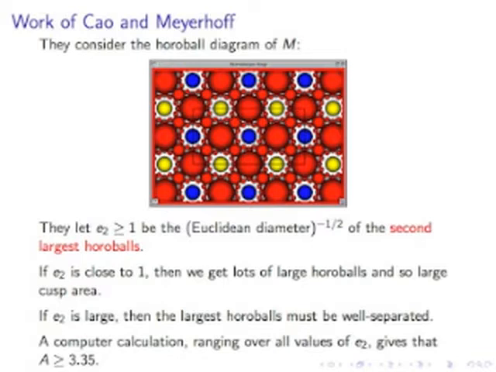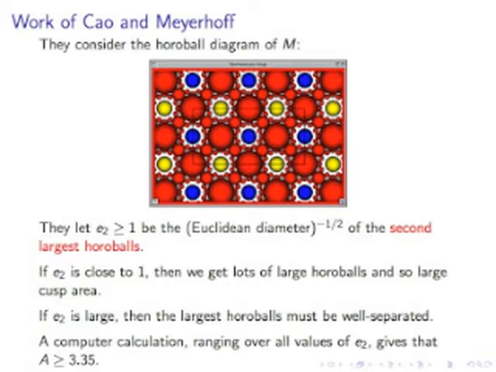And you think that can't help at all. But what that means is that it turns out to force the largest horribles to be extremely well separated, and hence we get a good lower bound as well. So if E2 is really close to 1, we're happy. If E2 is really large, we're happy. And in between, we have to get a computer to analyze over parameter space.